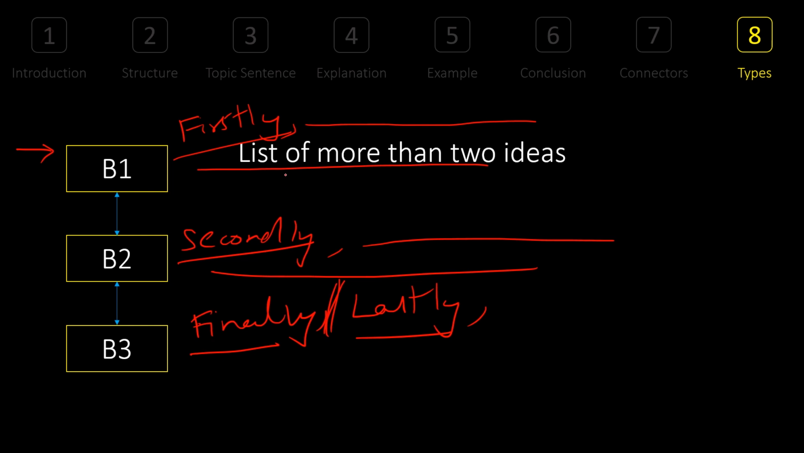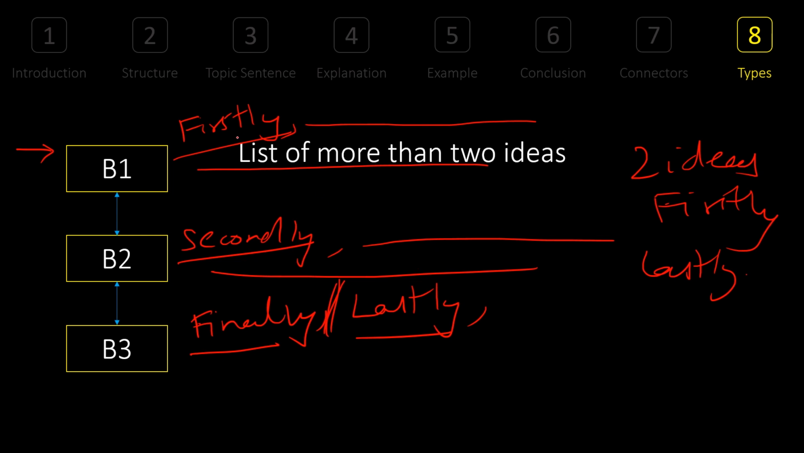Okay. Why can't we use this method when we have just 2 ideas? Look, we can never say "firstly" and "lastly". Can we? No, it looks absurd. Right, isn't it? So we cannot do that.